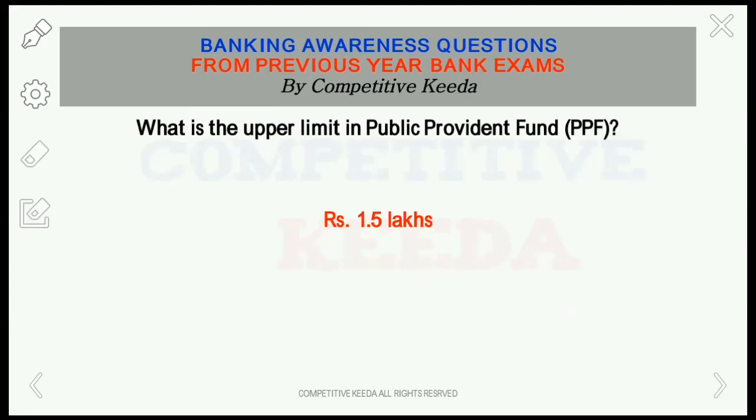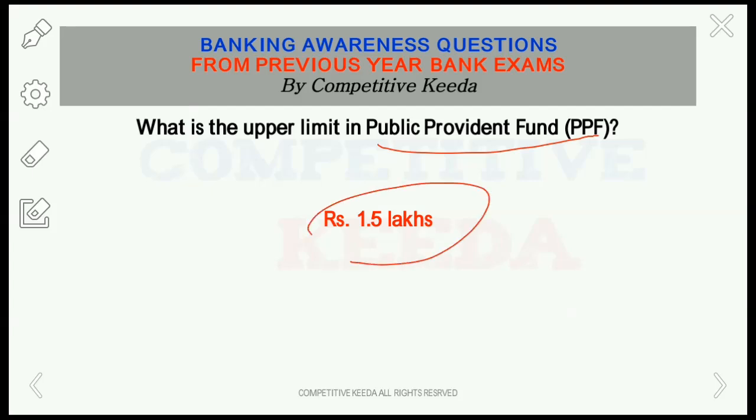So next question, what is the upper limit of Public Provident Fund? The answer here is 1.5 lakhs, and upper limit here means the limit up to which the tax exemption is there. You can put as much amount in Public Provident Fund, there is no limit, but up to 1.5 lakh you will get the tax exemption under 80C.